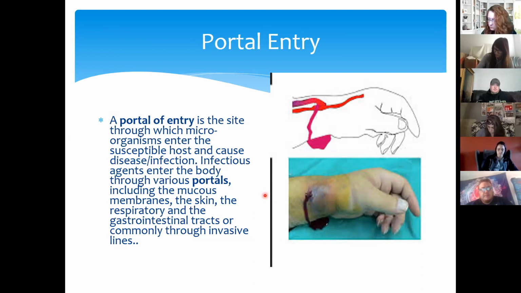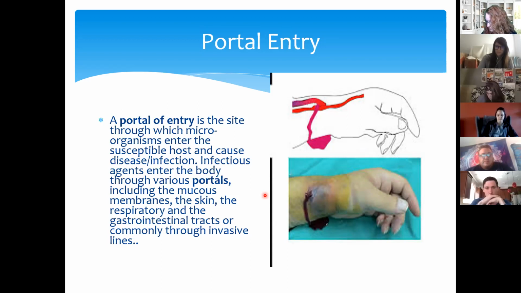So we always want to make sure that we're looking at the site, looking for redness, swelling. Is it warm to the touch? Is it painful? And then we're going to look for signs and symptoms of infection, like increased fever, cough, their color of their skin, are they hypoxic? Those are all going to be signs and symptoms.